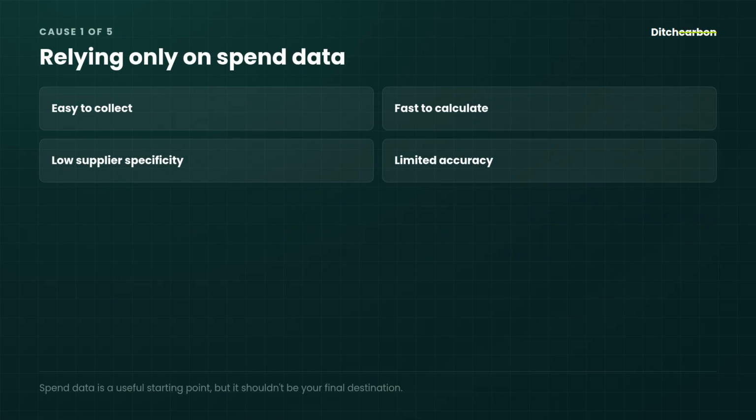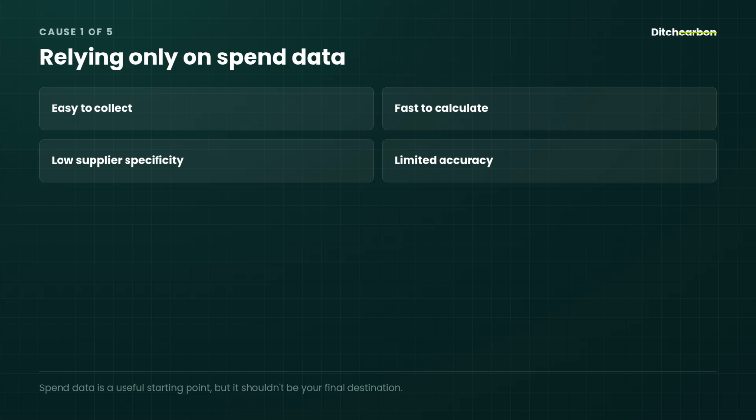Mistake 1 is relying too heavily on spend data. Is spend data bad? Not at all. It's where most organizations begin because it's quick, it's already available, and for many teams, it's the only data they have at first. The problem starts when you rely on it for too long.